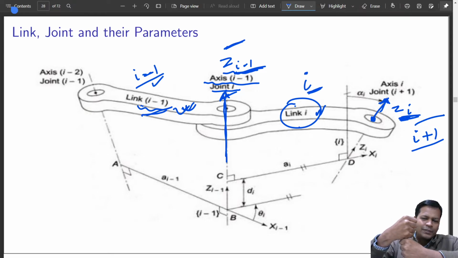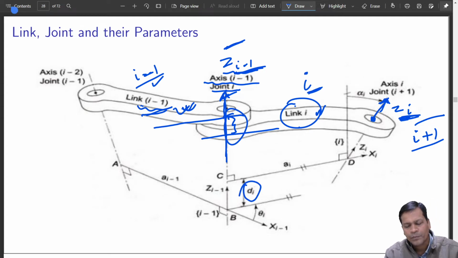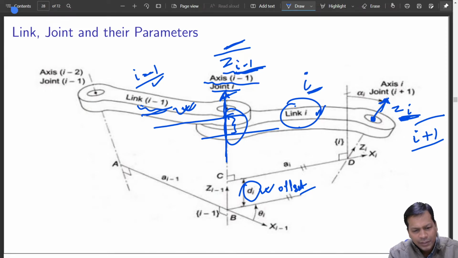Okay, so what happens? There is an offset between these two. What is that offset? If this is your link and this was the earlier link, there is some distance between them. That is the distance known as offset and given by di. Offset is the distance measured along the zi axis. Okay, so you have two axes.